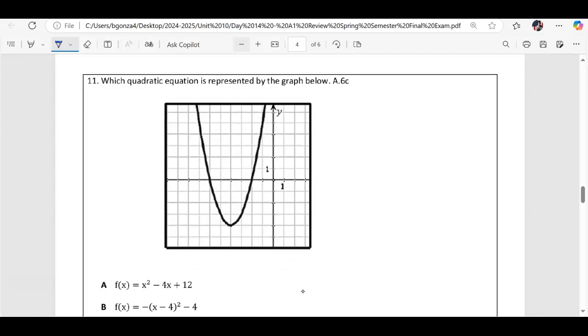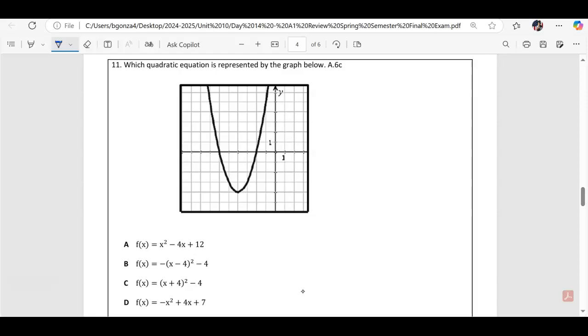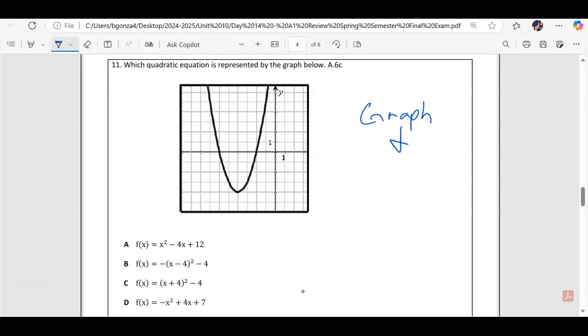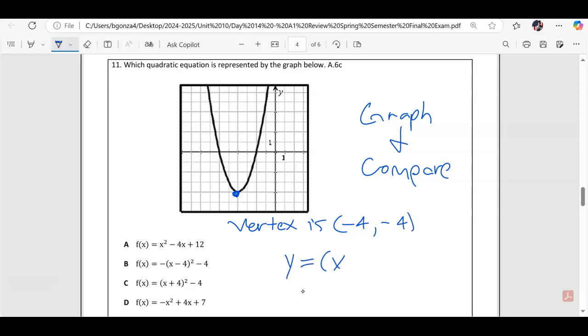Okay, which quadratic is represented here? Well, you can graph and compare if you want. 1, 2, 3, 4, -4, 1, 2, 3, -4, -4. So if your vertex is -4, -4, the vertex form would be x inside lies, and then outside doesn't lie, which would be C.